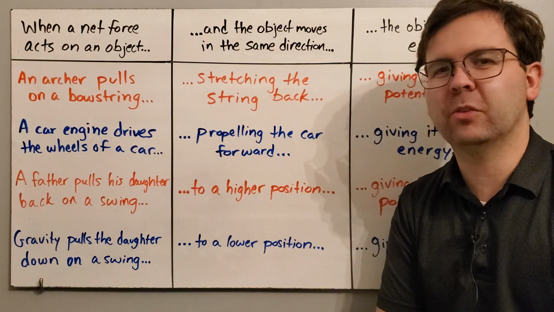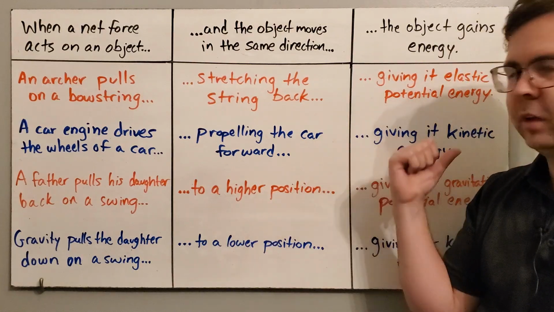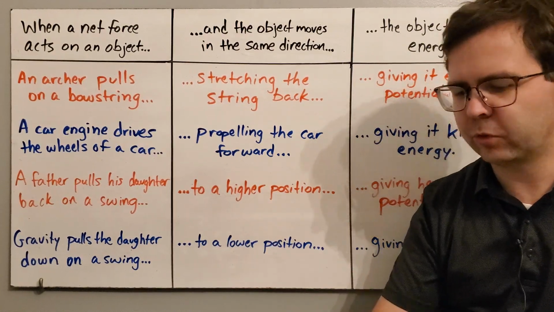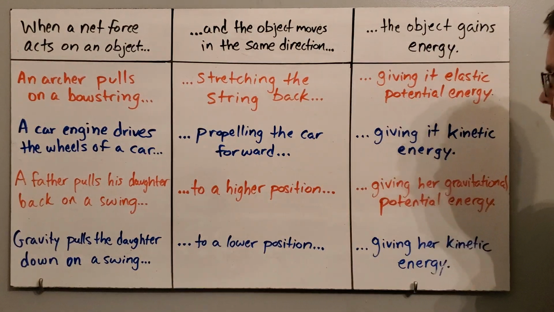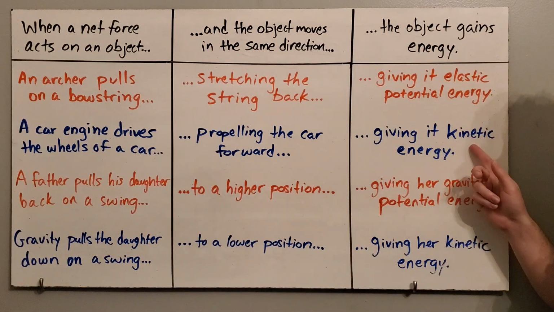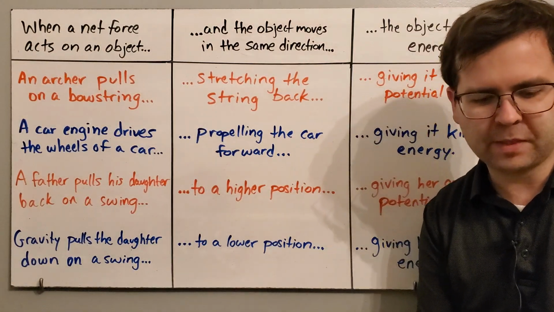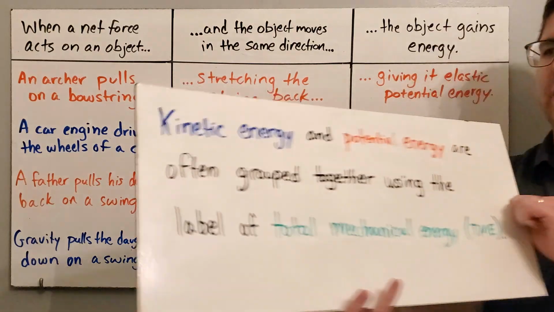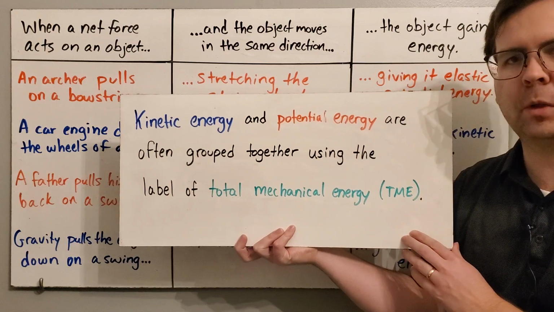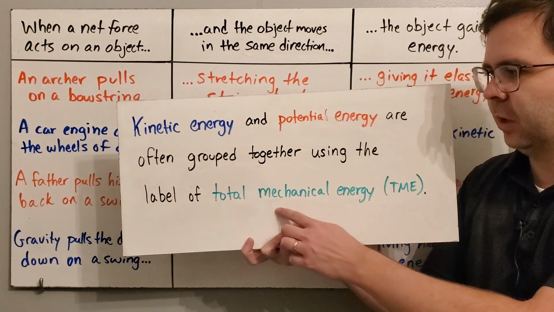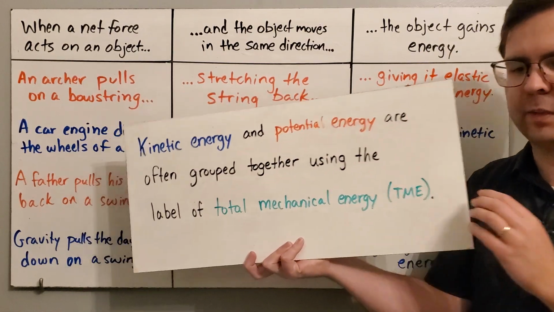So in each of these situations, work is done, force and distance, and as a result of the work being done, energy is gained. But what I want you to notice is that the type of energy that's gained in these situations is either potential energy or kinetic energy. There's different kinds of potential energy, but it's either kinetic or potential. And that matters because kinetic energy and potential energy are often grouped together in physics using the label of total mechanical energy. So mechanical energy is this idea of kinetic and potential grouped together.